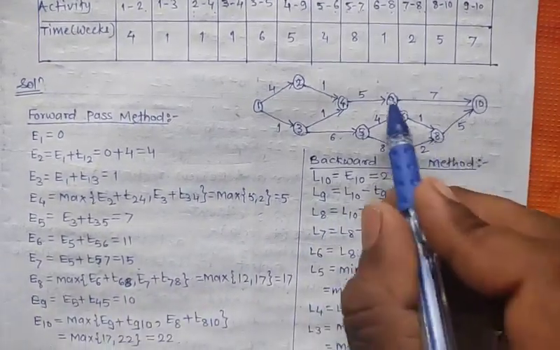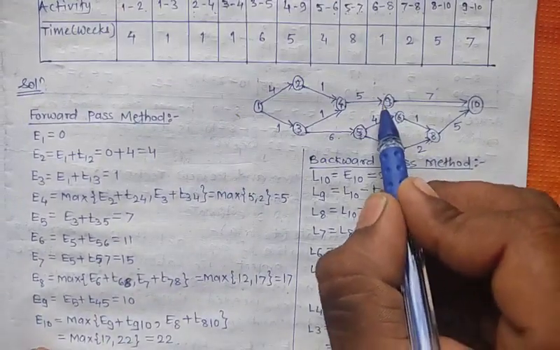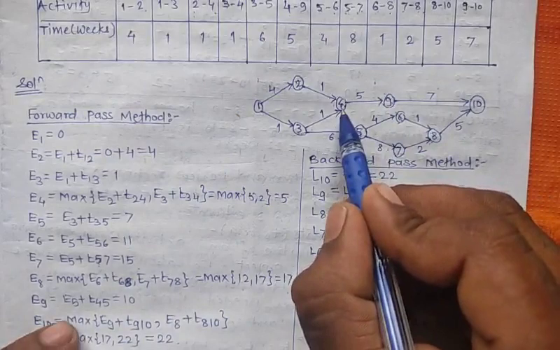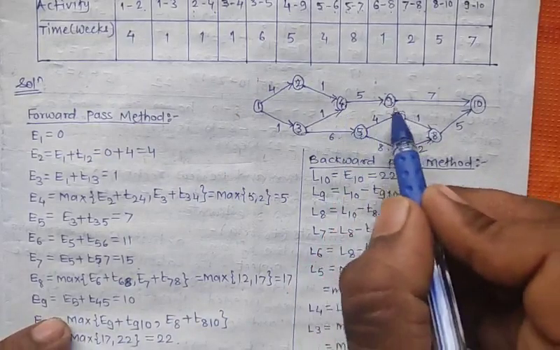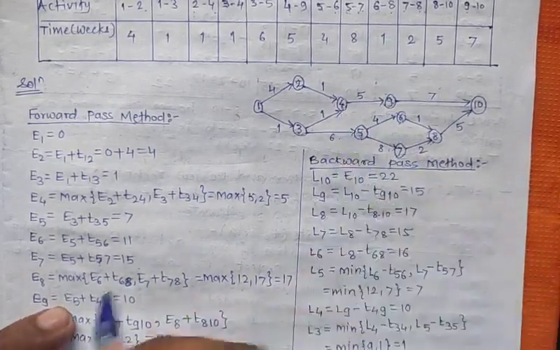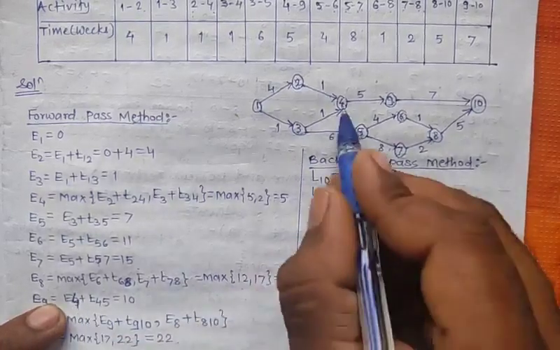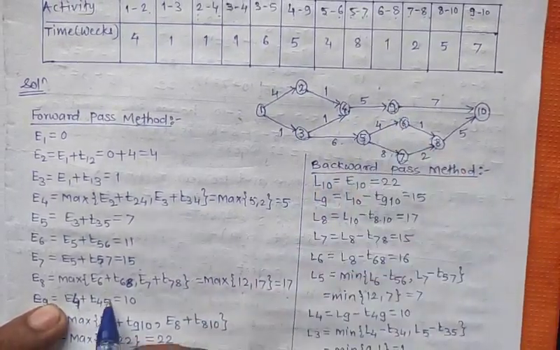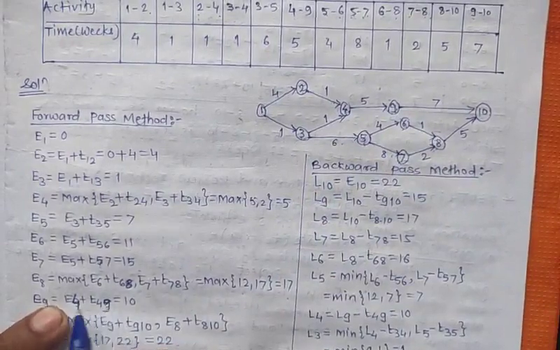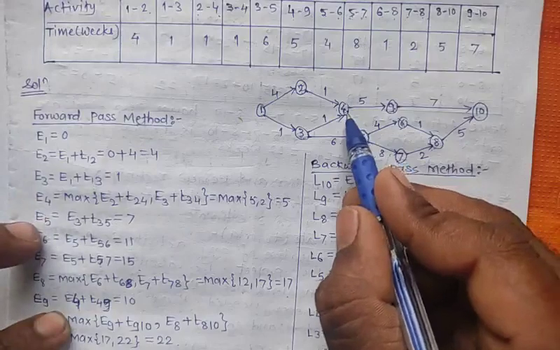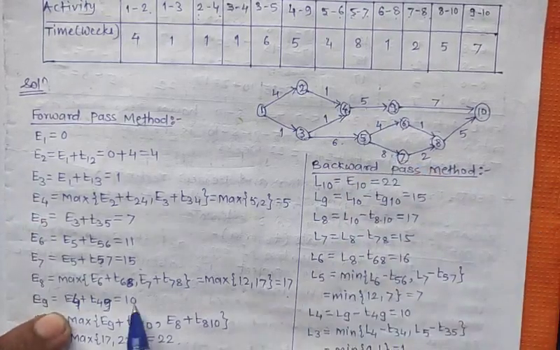Next, calculate E9. E9 has only one incoming arrow, which is from the 4th event. So E9 will be E4 plus T49. After calculating this, E4 has value 5, plus 5, which is 10.